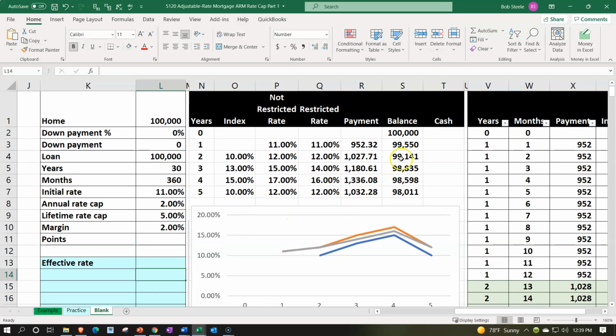Okay, so now we're going to be recalculating the ending balances. So let's first just delete the ending balances. We got these from the amortization tables on the right-hand side, but now we're going to do it with a fancy formula.